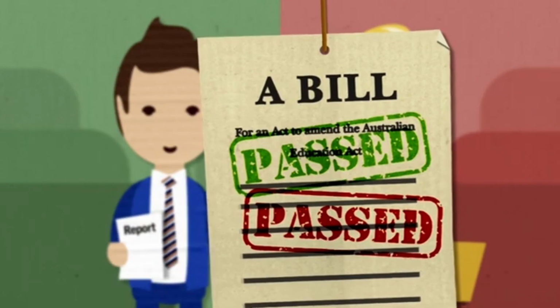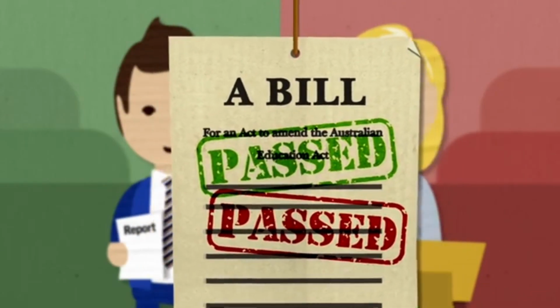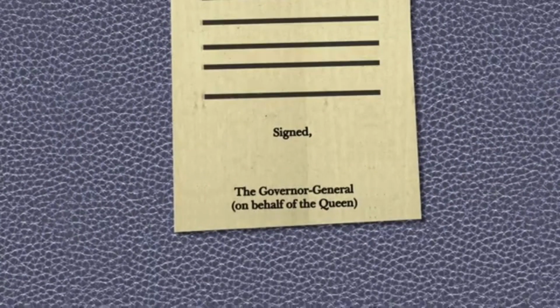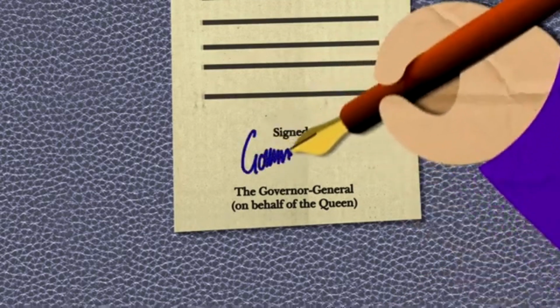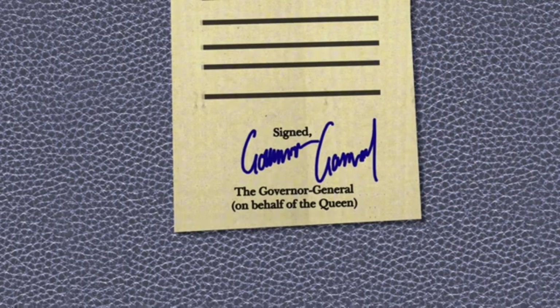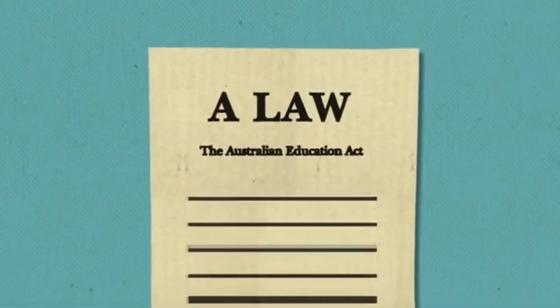After being agreed to in exactly the same form in the House of Representatives and the Senate, bills must be approved by the Governor-General on behalf of the Queen. This is called royal assent. After the bill is signed, it becomes a law, called an Act of Parliament.